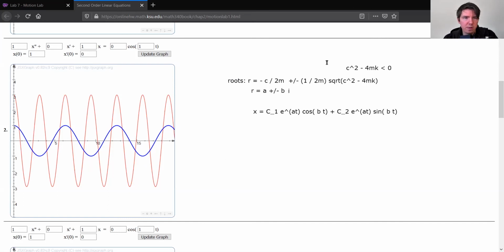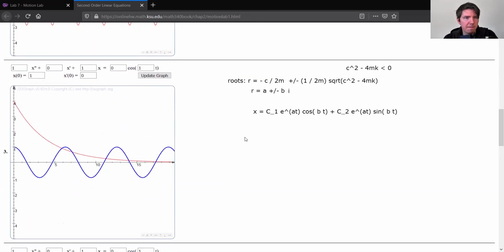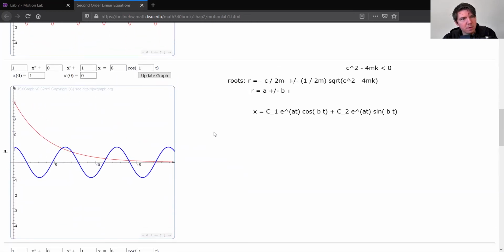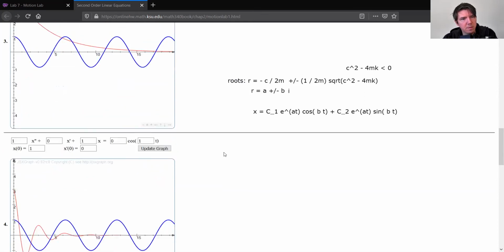The next thing I want to point out, actually, I don't know that there's much more to point out here, 3 or 4 really.